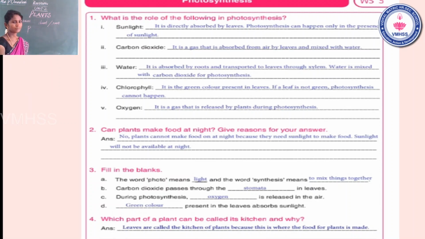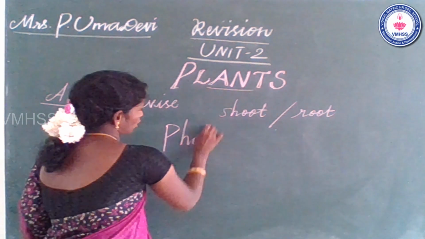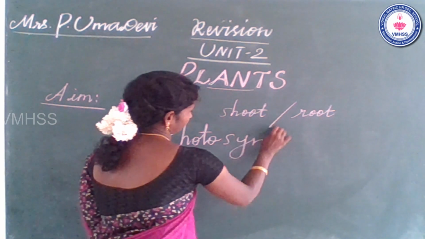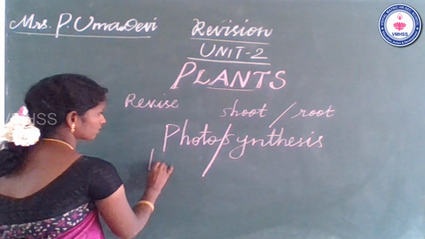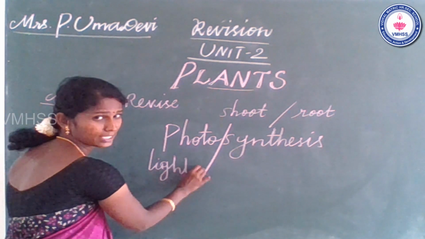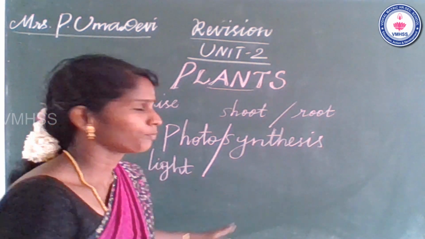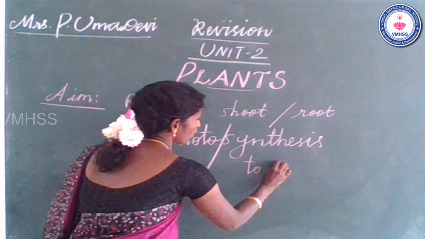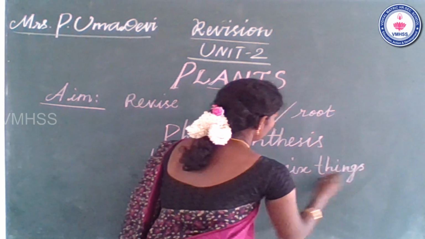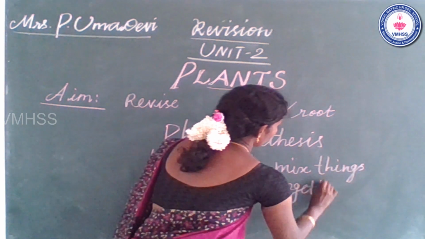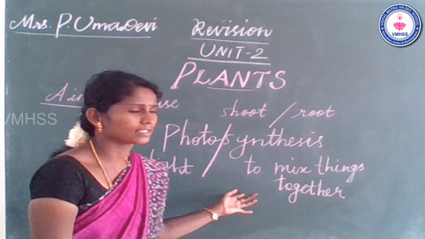Photosynthesis. That one is very important. Photosynthesis. Photo means light. Okay, photo means light, and synthesis means to mix things together. Two or more things mix together. Okay. Photo means light. Synthesis means to mix things together.